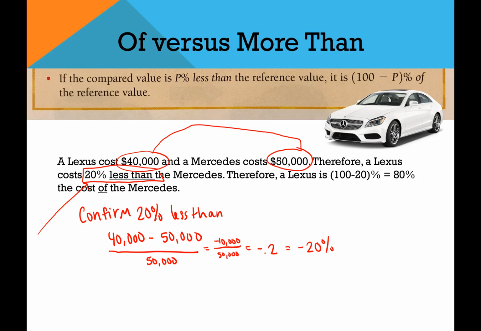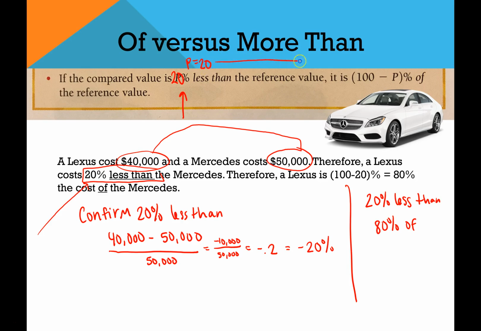All right. So remember, just from what I just did there, that the less than or the more than comes from this formula right here. Okay, now let's check that if we have 20% less than, it is in fact 80% of. Well, if it's 20% less than, I go up to this formula right here and I say 20% less than, which means my p is equal to 20.